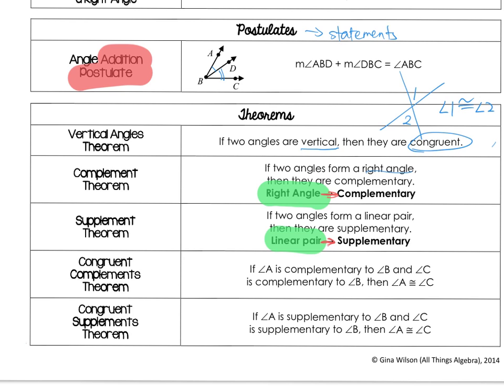Congruent complements theorem. If angle A is complementary to angle B, and angle C is complementary to angle B, then angle A and angle C are congruent. So this is very much like the transitive property, right? Same thing with the congruent supplements theorem. If angle A is supplementary to angle B, and angle C is supplementary to angle B, then angle A and angle C are congruent, and that's the congruent supplements theorem.